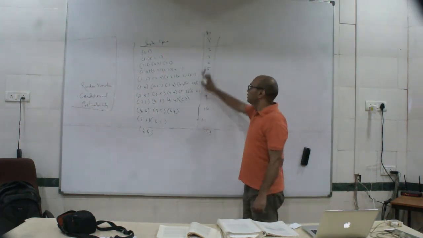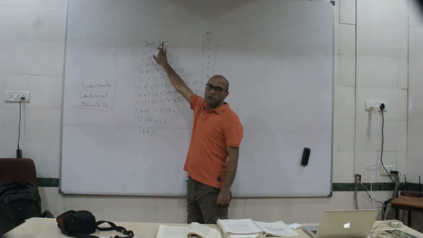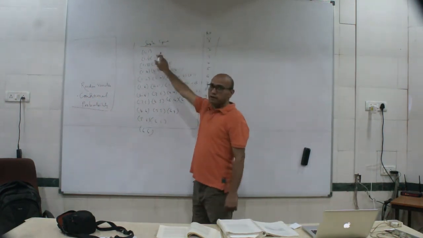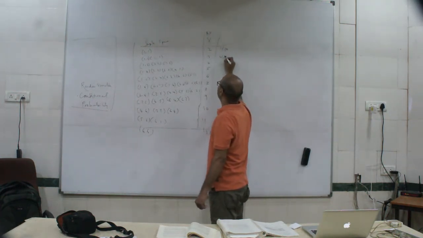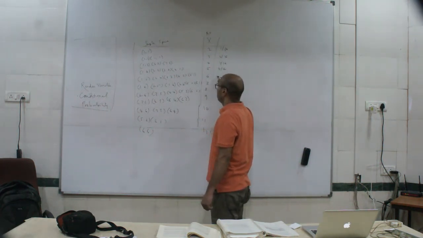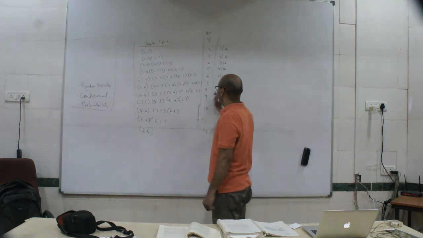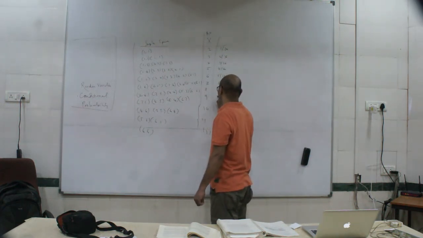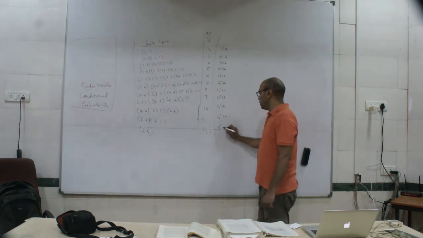Out of 36 events, there's only one way I'm getting a value of 2. So this probability is 1 by 36. This is 2 by 36. This is 3 by 36. This is 4 by 36. This is 5 by 36. This is 6 by 36. This is 5 by 36, 4 by 36, 3 by 36, 2 by 36, and 1 by 36.